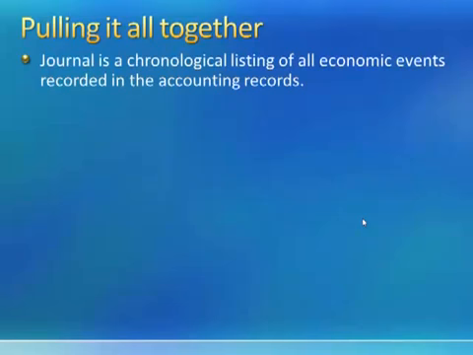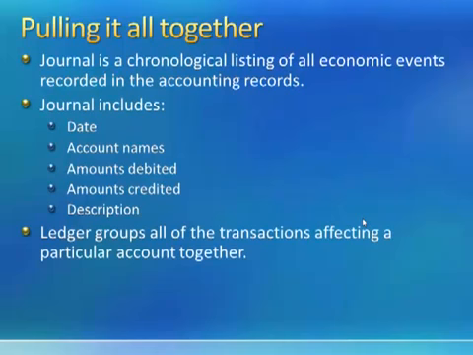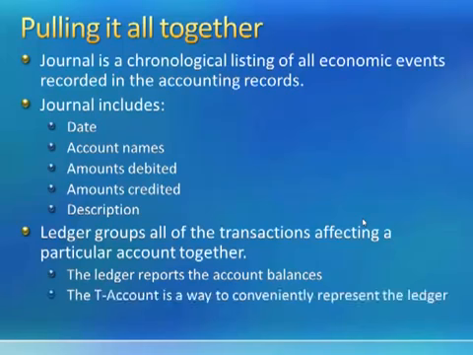The journal is a chronological listing of all economic events that are recorded in the accounting records. The journal includes the date, the account names, the amounts debited, the amounts credited, as well as a description of the transaction. The ledger, our second accounting record that we're discussing, groups all of the transactions affecting a particular account together. The ledger reports the account balances, and the T account is a convenient way to represent the ledger.